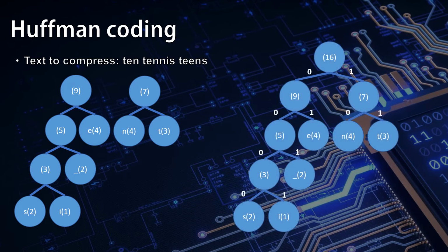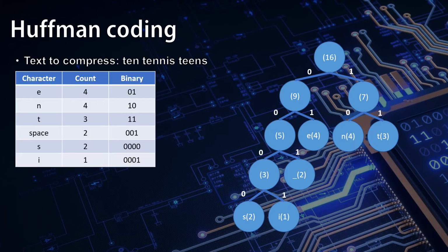We can now add zeros for paths that go to the left and ones for paths that go to the right. To work out what each letter should be compressed into, we now follow its path from the top of the tree to the letter we want to compress. So E, for instance, goes 0, 1. N goes 1, 0. T goes 1, 1, and you can see the pattern that continues. You can see how it has resulted in the most frequently used characters getting the shortest binary codes.